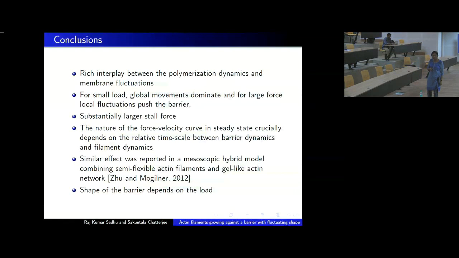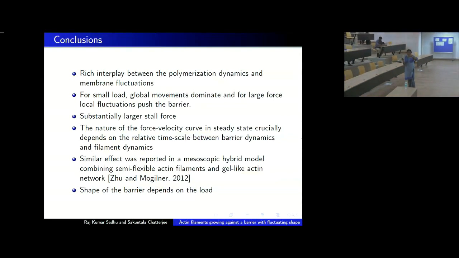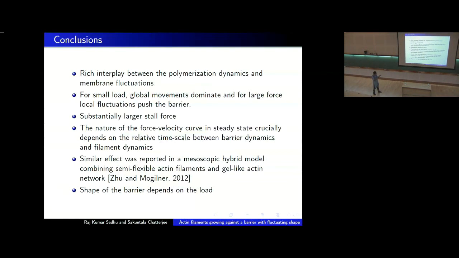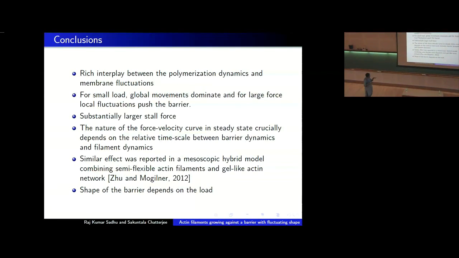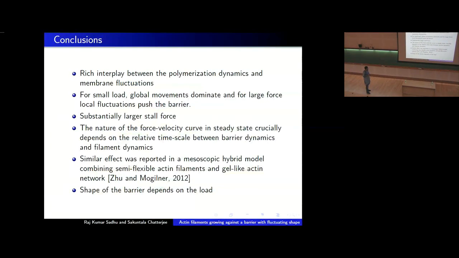I would just like to mention something similar has been reported a few years back in this work, where a much more complicated model, a mesoscopic hybrid model, was considered, where the actin filaments were modeled by semi-flexible polymers, and in addition, the active network was modeled like a macroscopic gel. And here it was found that depending on how fast the gel recoils, the force velocity curve can actually change from convex to concave. And we also find that the shape of the barrier depends on the size of the load.